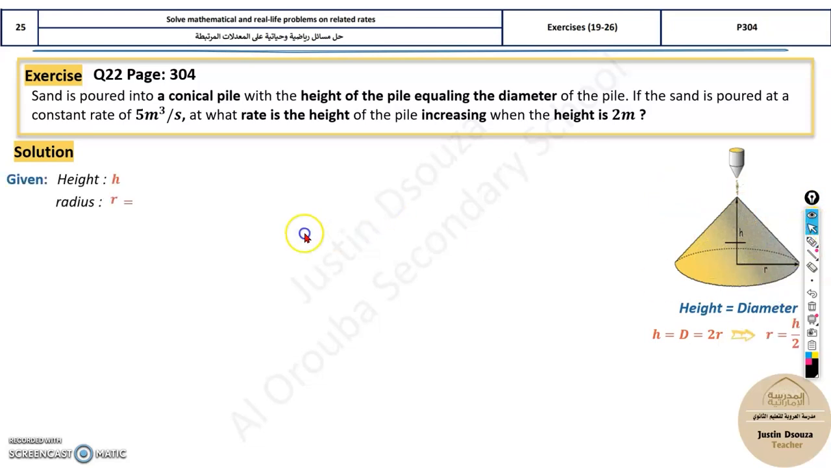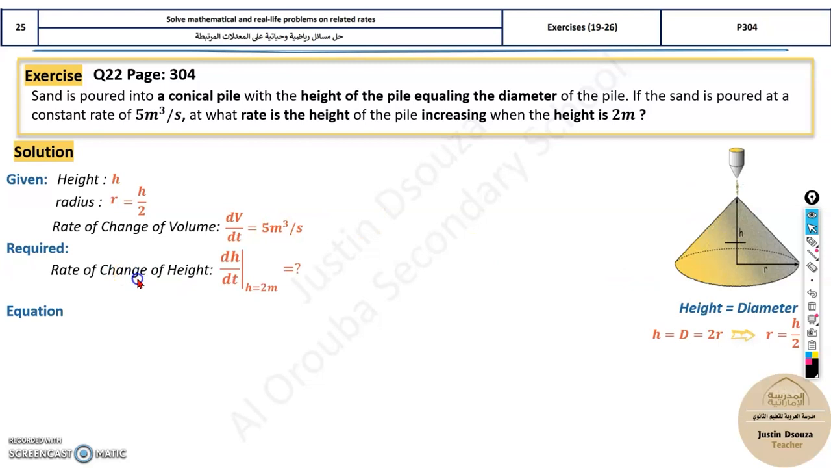We will see now one by one. The given values are over here. Height h, radius is h by 2, which we just saw. Why? Because h is the diameter. Now, dV by dt, the change in the volume, that means the constant rate of pouring, is 5 meter cube per second. It's increasing by 5 meter cube per second. We need to find the rate of change of height, dh by dt, at the height of 2 meter. We just don't want the value, we need to find it at this particular instant.